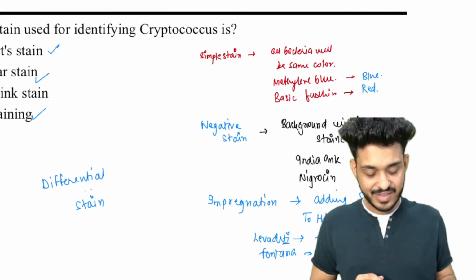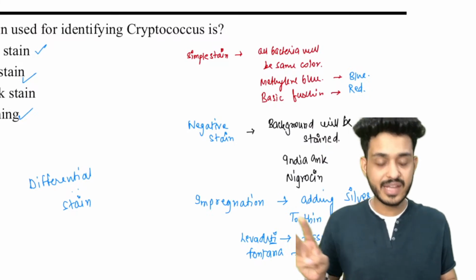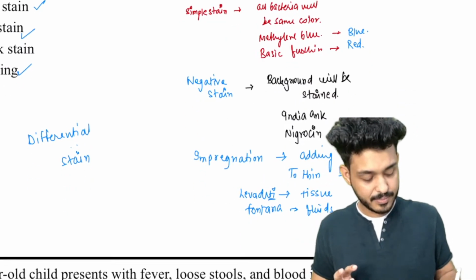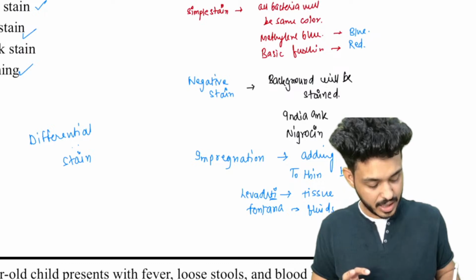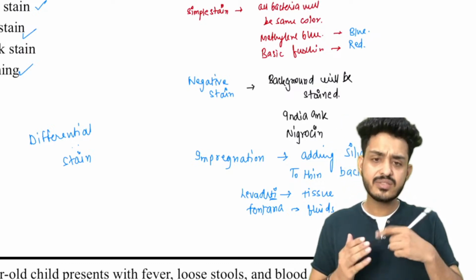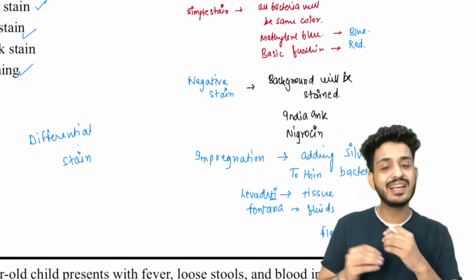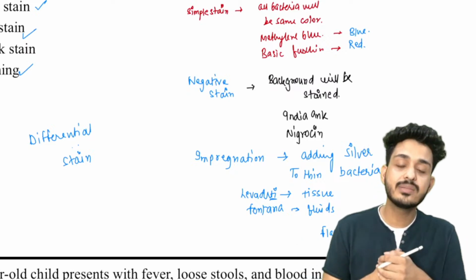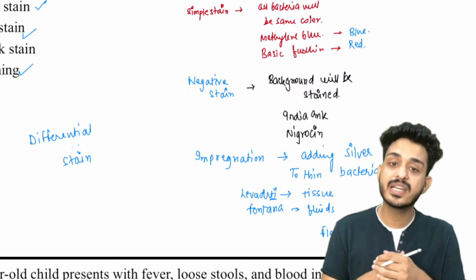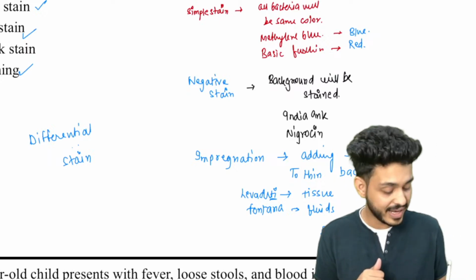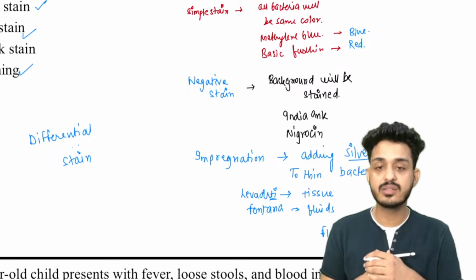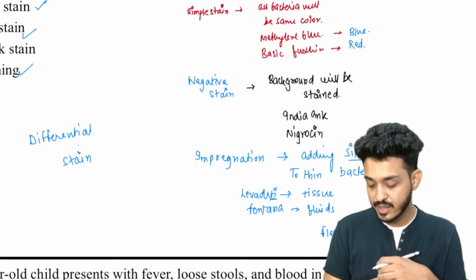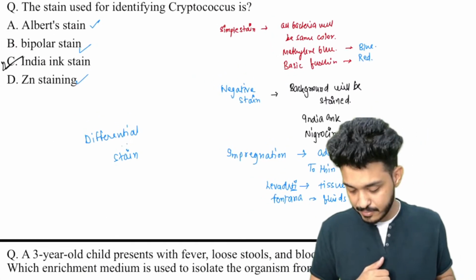So we are having simple, we are having negative, we are having impregnation staining. For example, I want to see flagella. Flagella is a very thin structure. So what I will do, I will add some silver over flagella. What will happen? That flagella will be visible now. Which color will it be giving? It will be giving black color. Why? Because I have added silver. Silver will be giving black color.